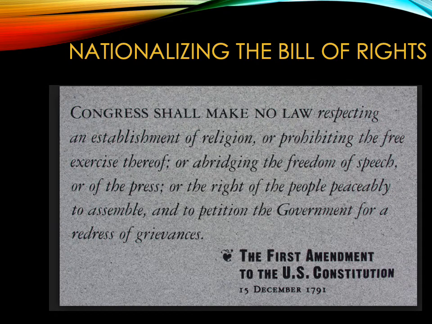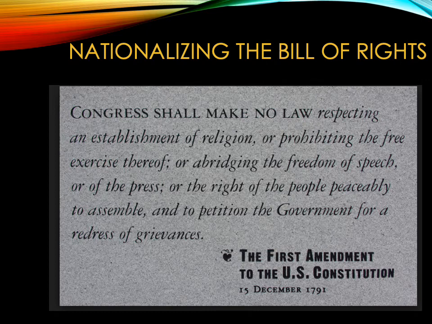All right, the last thing that we're going to talk about here is the concept of nationalizing the Bill of Rights. And I've got the First Amendment up there because it has that word: Congress shall make no law respecting establishment of religion, etc. Okay? And the nationalization of the Bill of Rights has to do with that word Congress.